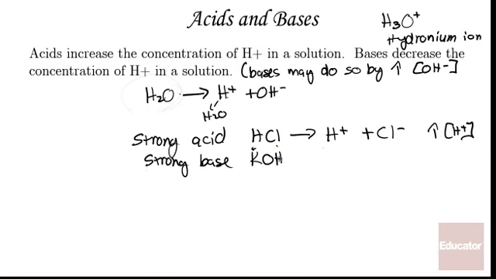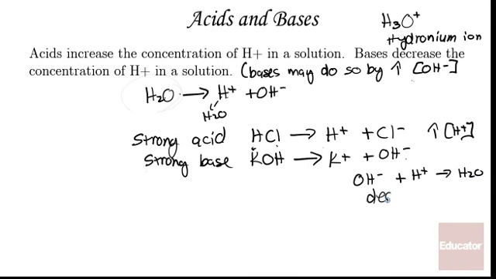KOH, potassium hydroxide. This is going to dissociate to form potassium ion plus hydroxide ions. Now, as I said, bases may increase or decrease the concentration of hydroxide ions indirectly through the formation of hydroxide. So a base dissociates to KOH. Then the hydroxide combines with hydrogen ions that are floating around to form water.